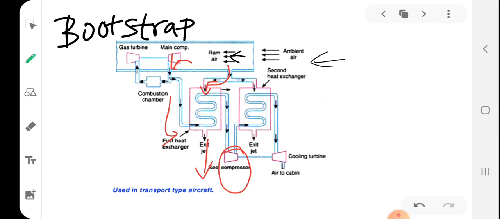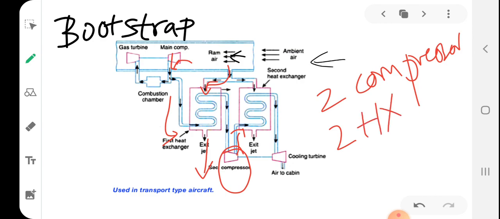So this cooled air is again compressed, its pressure increases, and again it moves towards another heat exchanger. So here there are two compressors and two heat exchangers. That is a specialty of bootstrap. This air, compressed again in the second compressor, is cooled using the same rammed air, bypassed through another path to the secondary heat exchanger. So again heat exchange takes place.